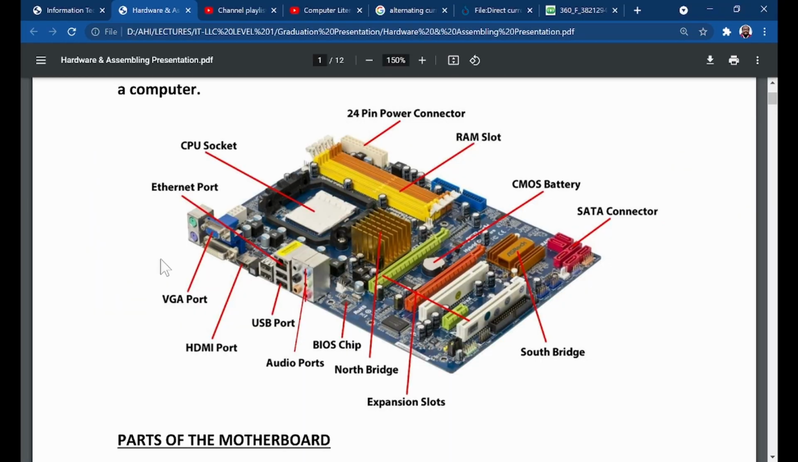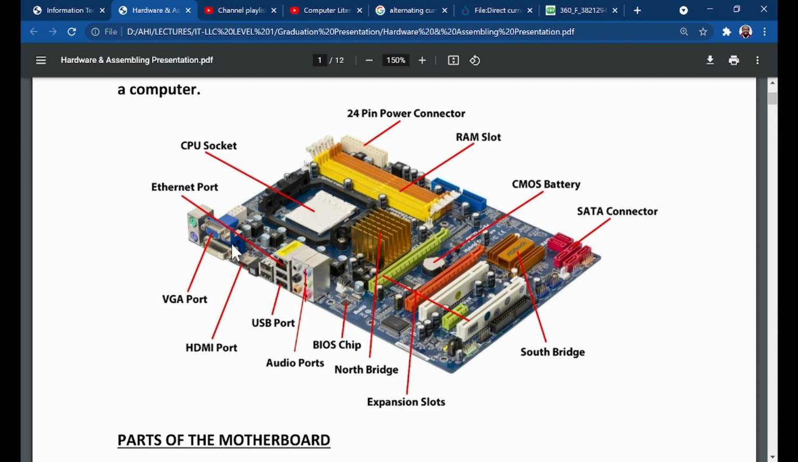Now, when you look behind the motherboard, like what is showing in this video on the screen, these things you see here are called the input-output ports. They appear behind the system unit. They appear behind what? They appear behind the system unit. And they are there for external connections.